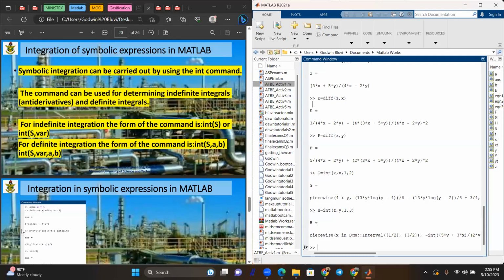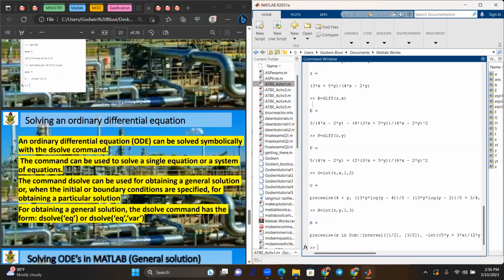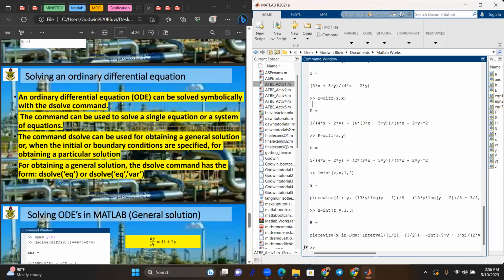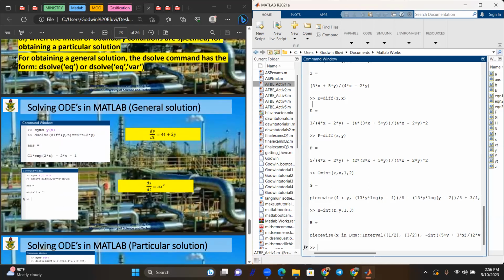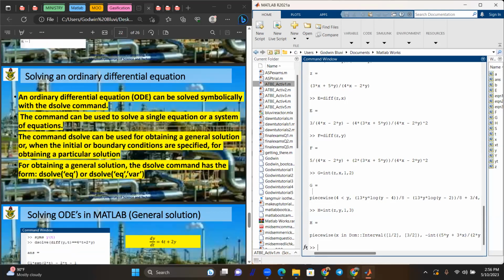Let's finish the class. So the next part is solving an ordinary differential equation. Now when you want to solve differential equations with MATLAB, you have to use dsolve. You just add d to solve so that it shows you are solving a differential equation. Do you understand what I'm saying? And then this time the way you input your variable to change. Do you get what I'm saying?